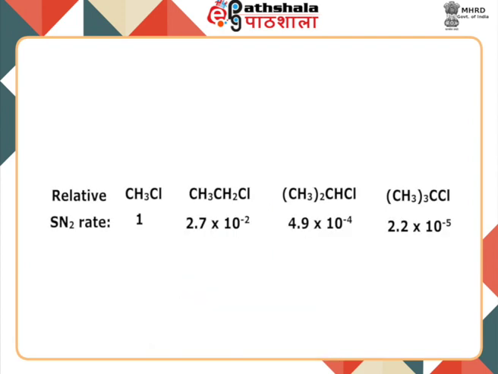Experimentally, for the reaction Br minus plus RCl under strictly SN2 conditions, it was shown that the relative SN2 rate for methyl chloride was 1. For ethyl chloride, the rate was 2.7 into 10 to the power minus 2. For isopropyl chloride, the rate is 4.9 into 10 to the power minus 4, whereas for tertiary butyl chloride, the rate is 2.2 into 10 to the power minus 5. Thus, the relative rate for SN2 reaction decreases with steric bulk.